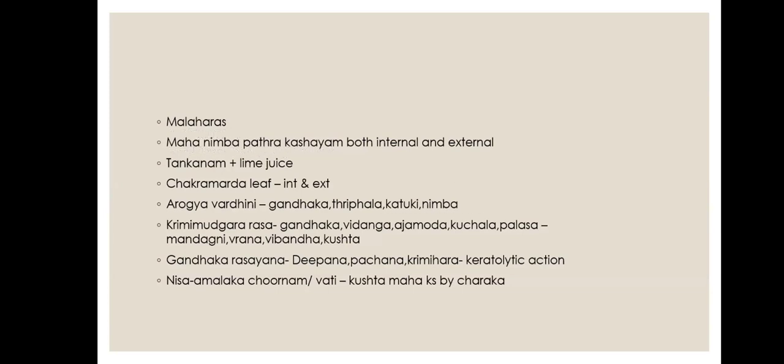Arogyavardhini Vati contains Gandhaka, Triphala, Katuki, Nimba, having Vranaropana, Vranashodhana, Krimihara, immunomodulator action. Krimi Mudgara Rasa: Gandhaka, Vidanga, Ajamoda, Kuchela, Palasha. It's good for treating Mandagni, Vrana, Vibandha, Kushtahara, Krimihara in nature. Gandhaka Rasayanam: Deepanam, Pachanam, Krimiharam. Gandhaka Rasayanam has keratolytic action. If the lesion is hard, dark and very dry, you can give Gandhaka Rasayanam for the keratolytic action.